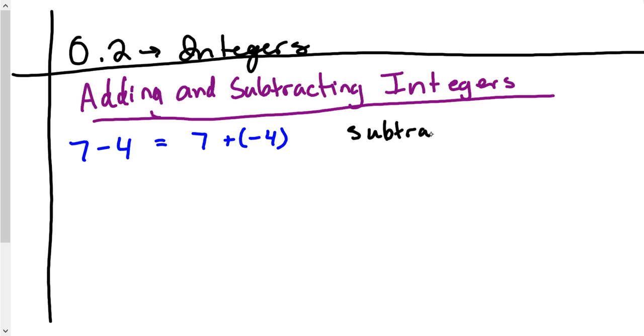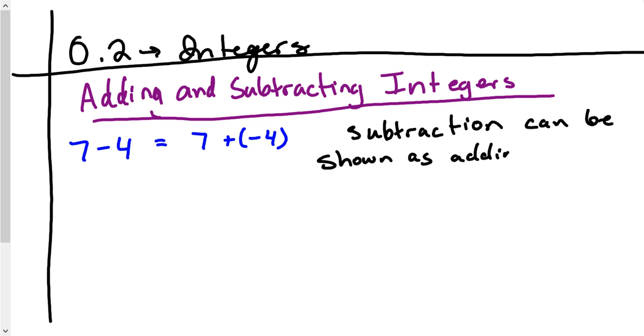Subtraction can be shown as adding negatives. That's shorthand for negative. Because when you write this out, 7 minus 4 is still 3. And 7 plus -4 is still 3.